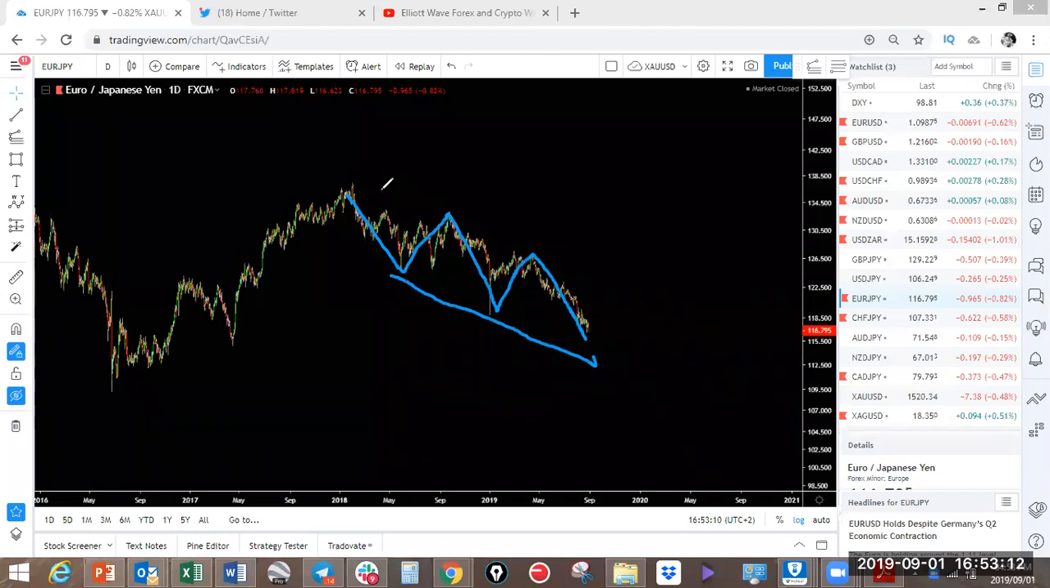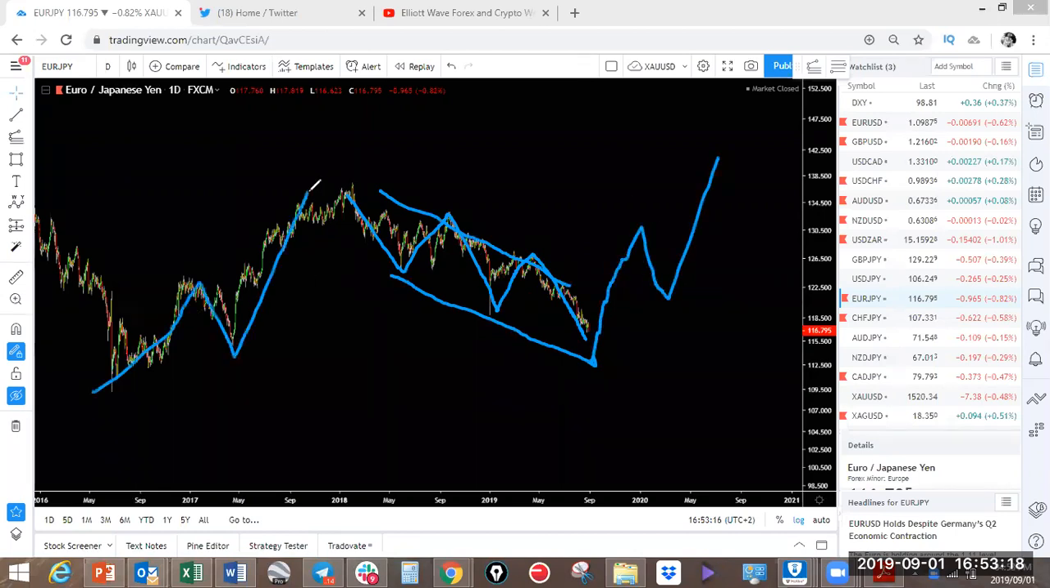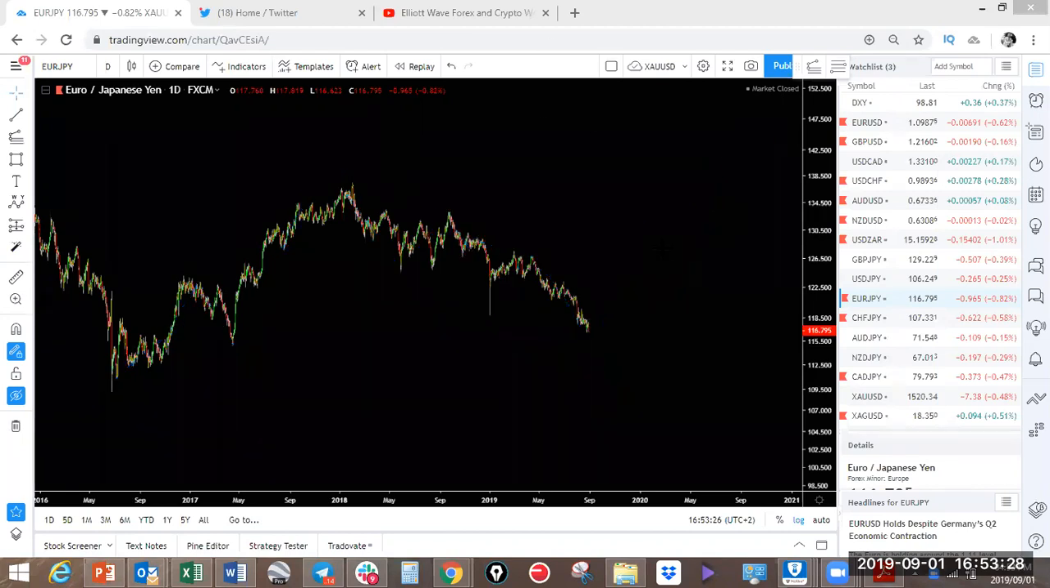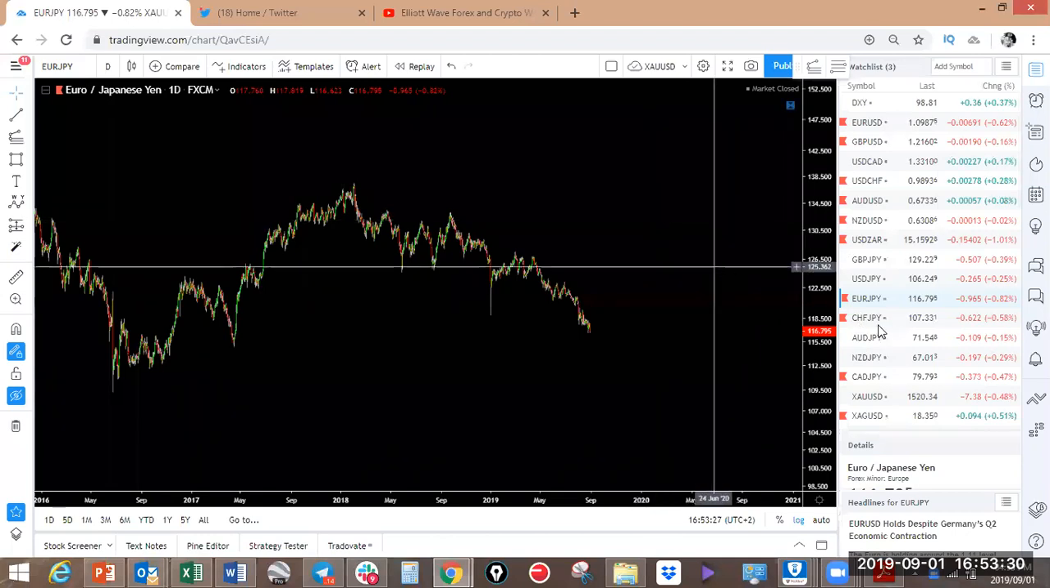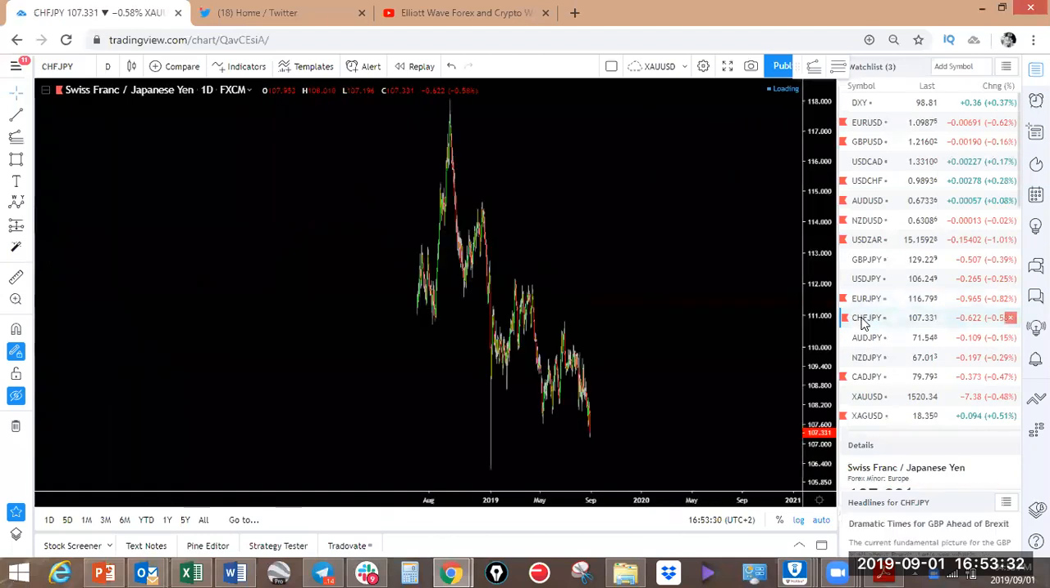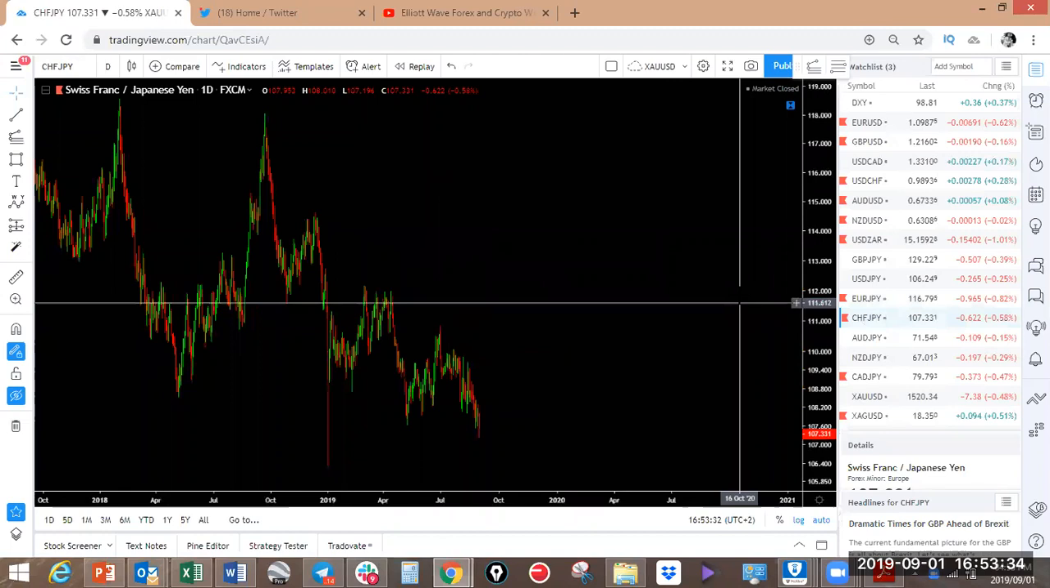At some point now, we need to have a bounce here and get out of this structure and make this one. Okay, this bigger structure, W, X, Y. Now we just need to see where the reversal of this one is going to come. That is Euro US dollar. No new trade there. CHFJPY, I've just shown you during the market analysis how to trade this.